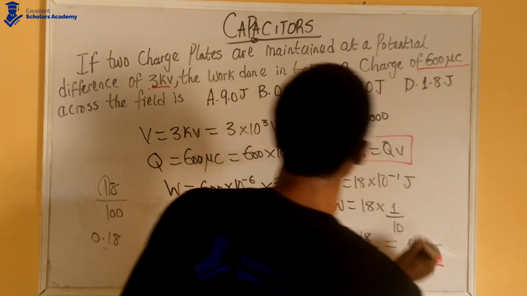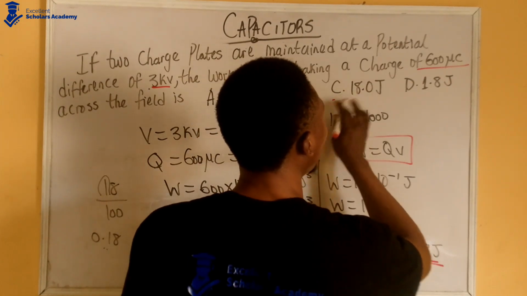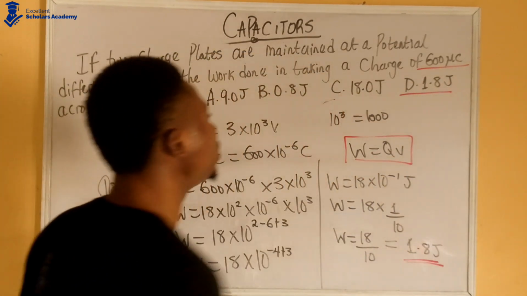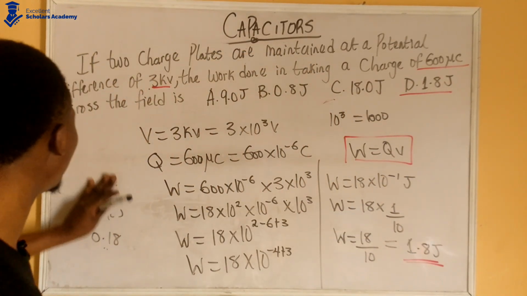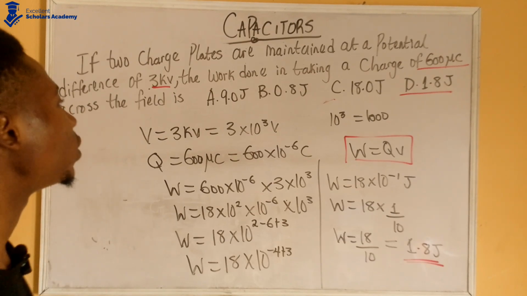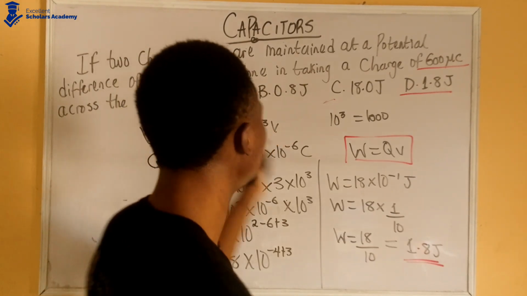So 1.8 joules is our answer, which is option D. So option D is our answer. So 1.8 joules gives us the work done in taking a charge of this across the field.